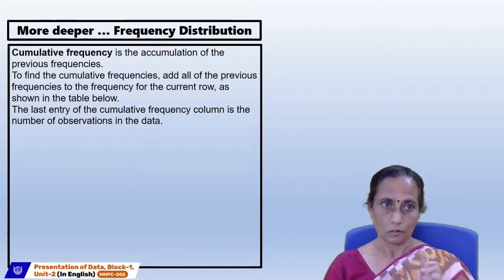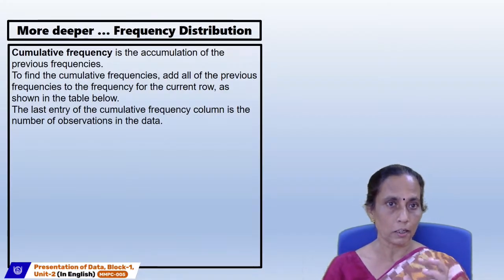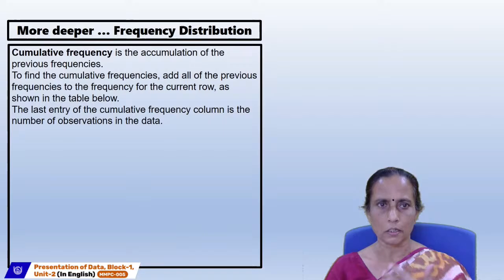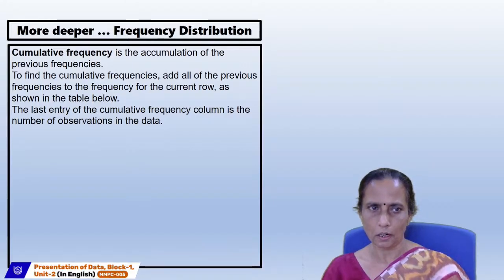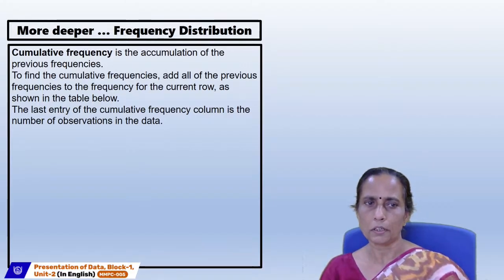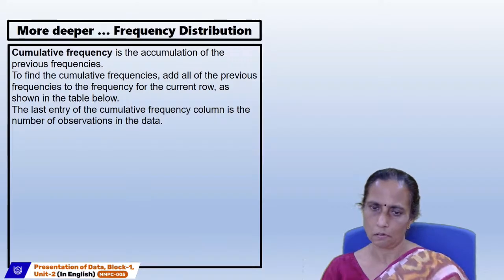One more term is cumulative frequency, which is the accumulation of the previous frequencies. To find out the cumulative frequency, add all of the previous frequencies.